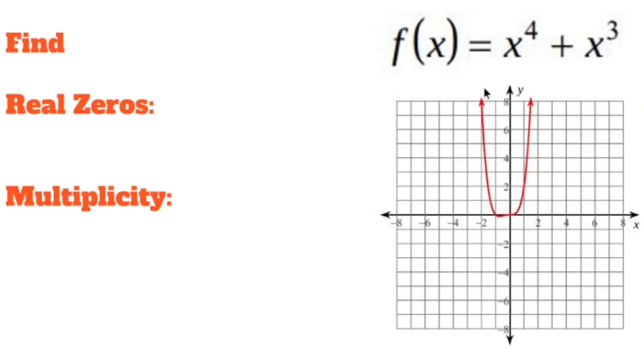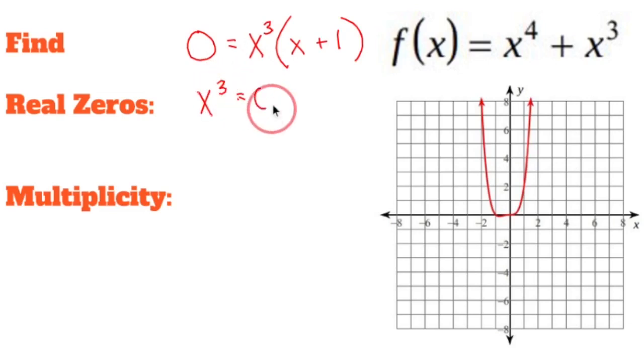The zeros is when my graph crosses the x-axis, and it looks like that happens at 0 and -1, but who knows? So what you do algebraically is you just set this equal to 0. And what I'm going to first do is factor out x to the third, which leaves me with an x plus 1. Now, whenever you have two or more things multiplied together equal to 0, you use what's called the zero product property, and you set each part equal to 0.